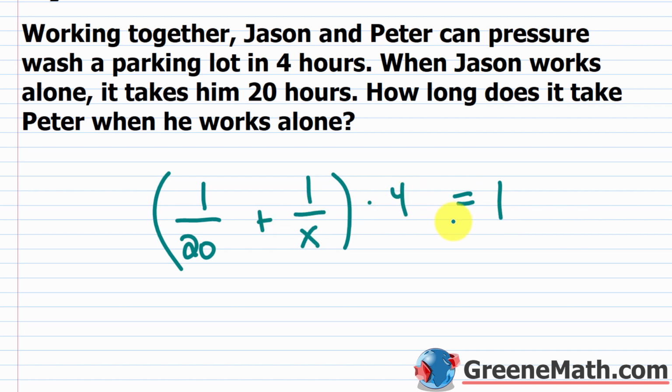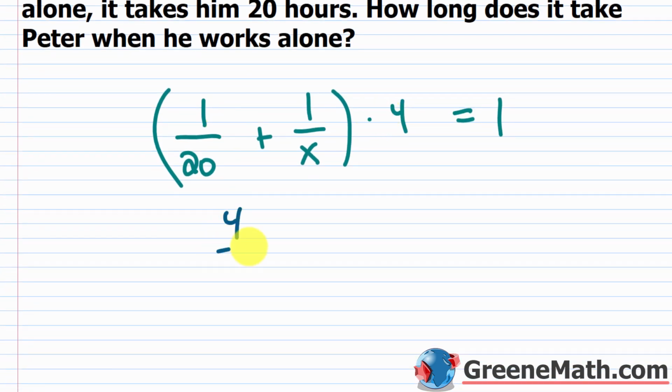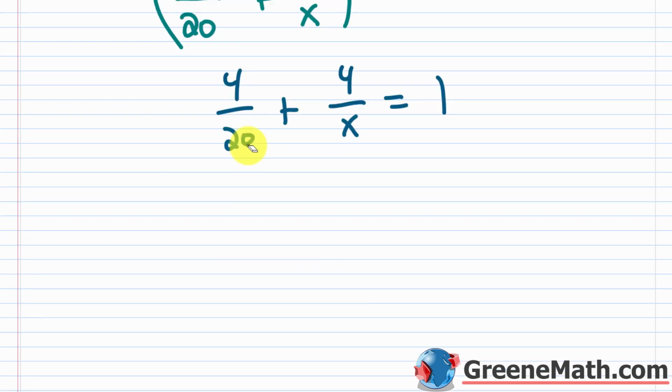Again, if you're lost on something like this, just go through it the same way you would if you had Jason's rate of work and Peter's rate of work, and you were asked to find how long it takes when they're working together. Here, you're just trying to figure out how long it takes for Peter when he works alone. So we're going to get that as our solution here for x. So let's just distribute the 4. So you'd have 4 over 20, and then plus 4 over x, and this equals 1. So this is basically 1/5. Let's just make that simpler.